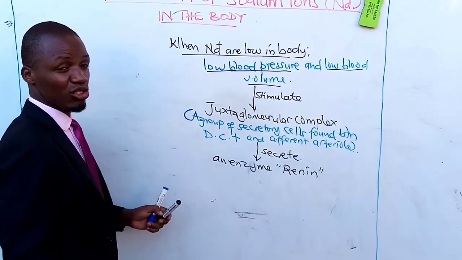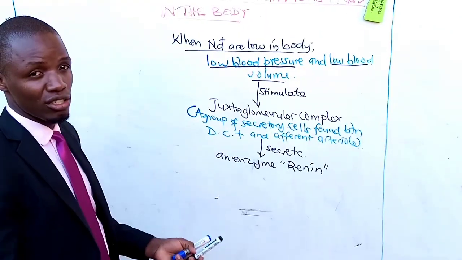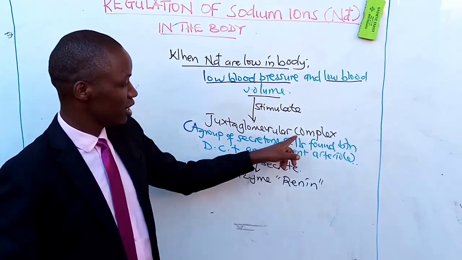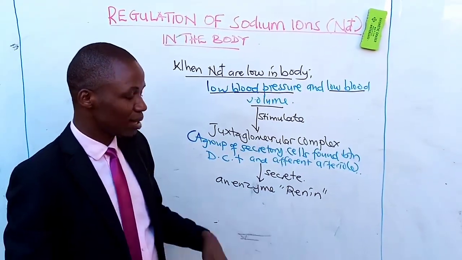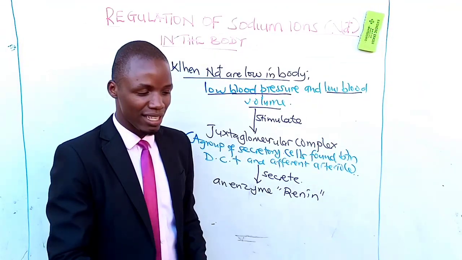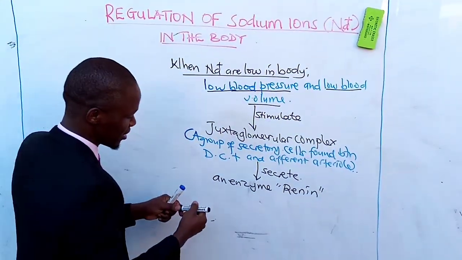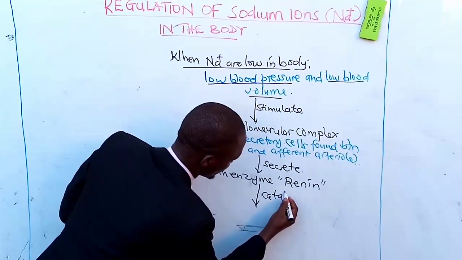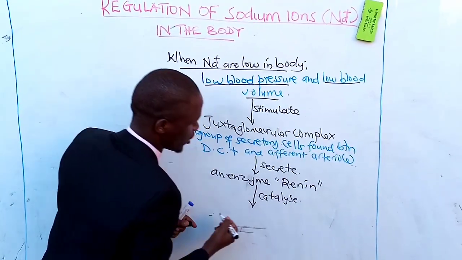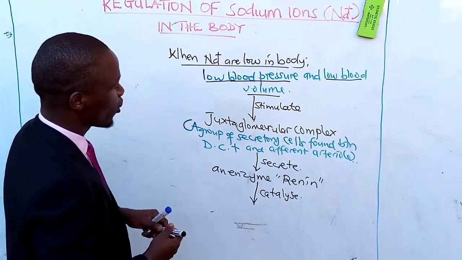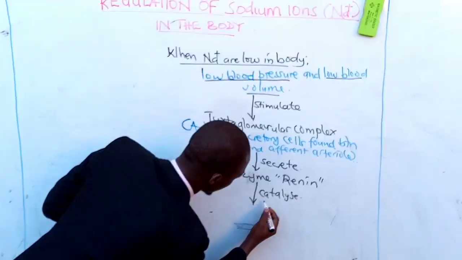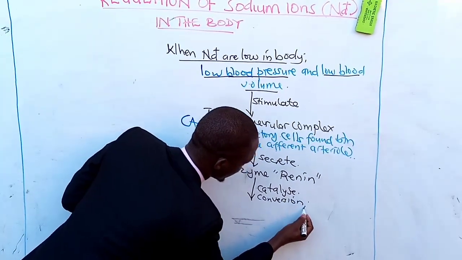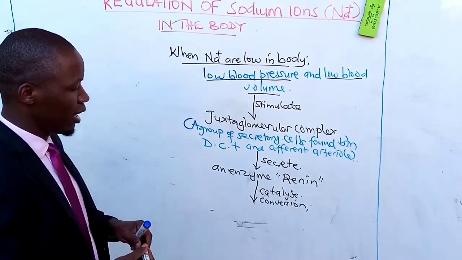Enzymes usually do the work of catalyzing. So once this enzyme renin has been secreted by these cells in this area, this enzyme catalyzes a reaction. And what is that reaction? This enzyme will catalyze the conversion of a plasma protein.